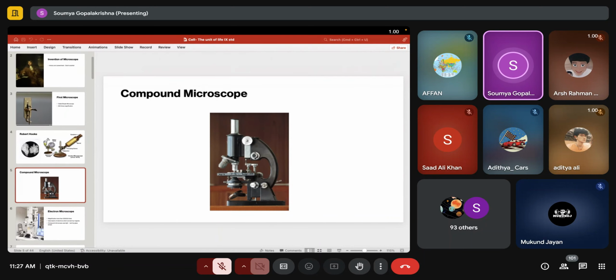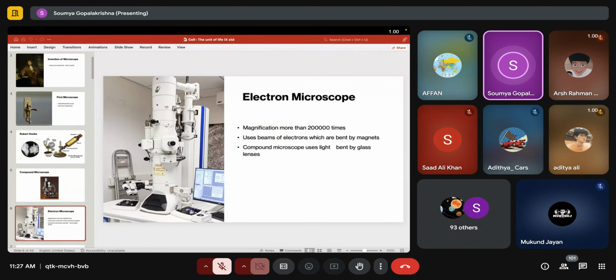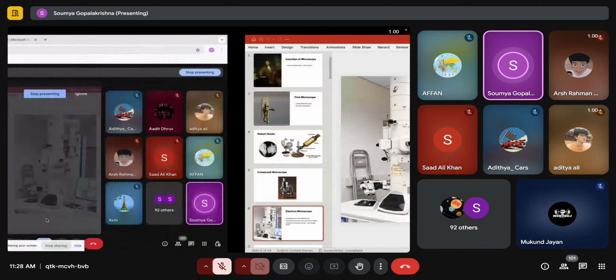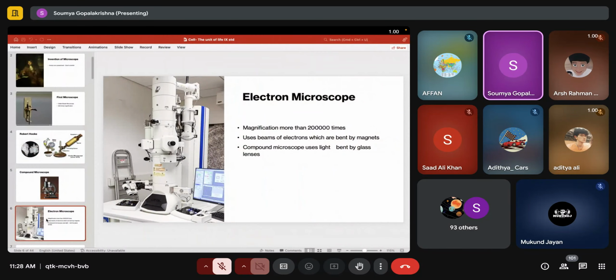So if you want to see in depth what is inside the nucleus, how a Golgi body or a mitochondria looks, there are different parts, organelles, inside the cell. If you want to see the detailed structure of the cell, you cannot see it under a compound microscope. You need much higher magnification.